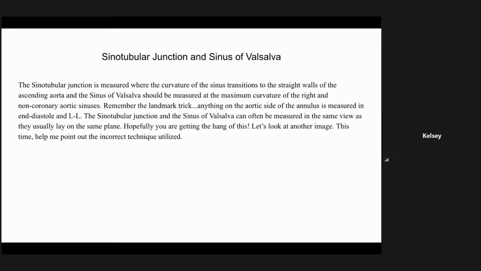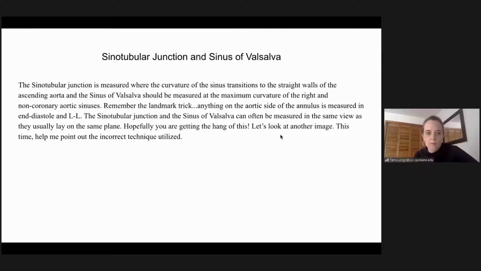Okay, thank you. The sinotubular junction is where the aortic root squeezes back in before it goes into the ascending aorta.